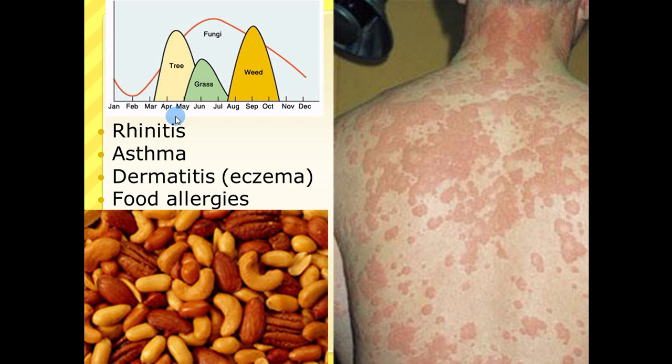potentially be fatal. And then dermatitis, eczema, they're the same thing. Just rashes all over the skin. And we'll actually talk about this more when we get to skin. But if something's exposed to the skin that the person's allergic to, their body will actually react and attack it. And then food allergies like peanuts.